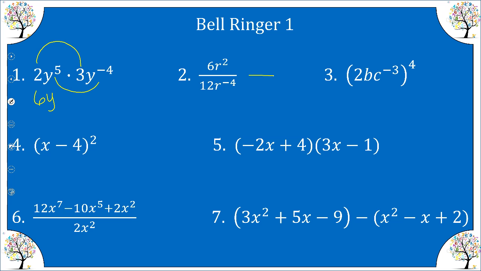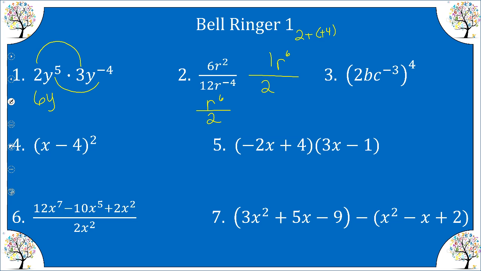Number 2, we have a division problem, and we're going to use the quotient rule, which says subtract your exponents when you're combining like variables. First of all, we have 6 over 12, which is 1 over 2. Now we are going to get the result of our r factor. So I always start with my r in the numerator, and now I have 2 minus negative 4, which gives me a positive 6. So you may see it written simply as r to the 6th over 2.